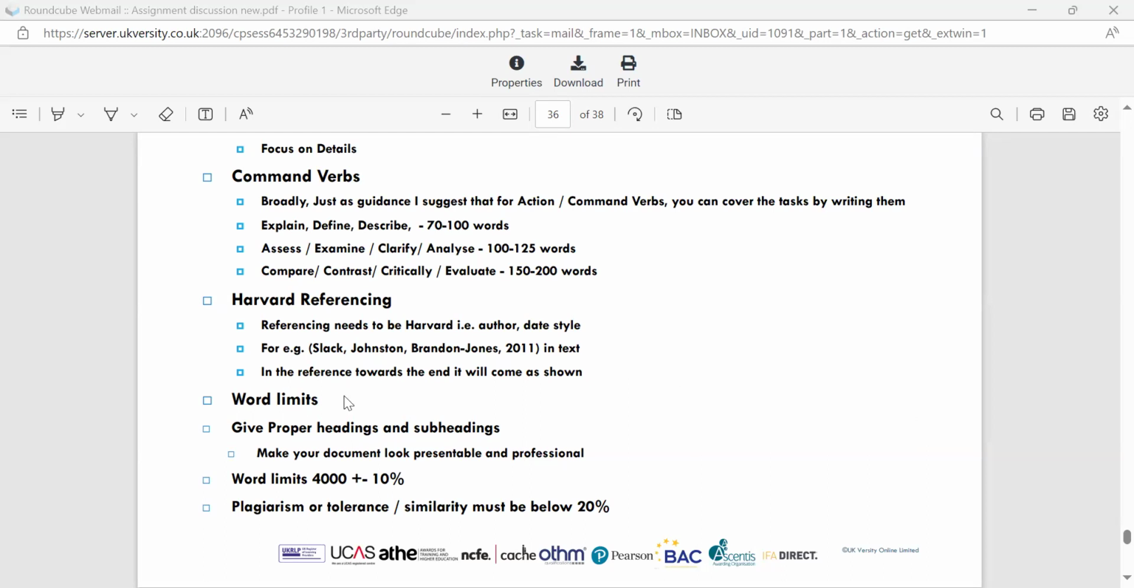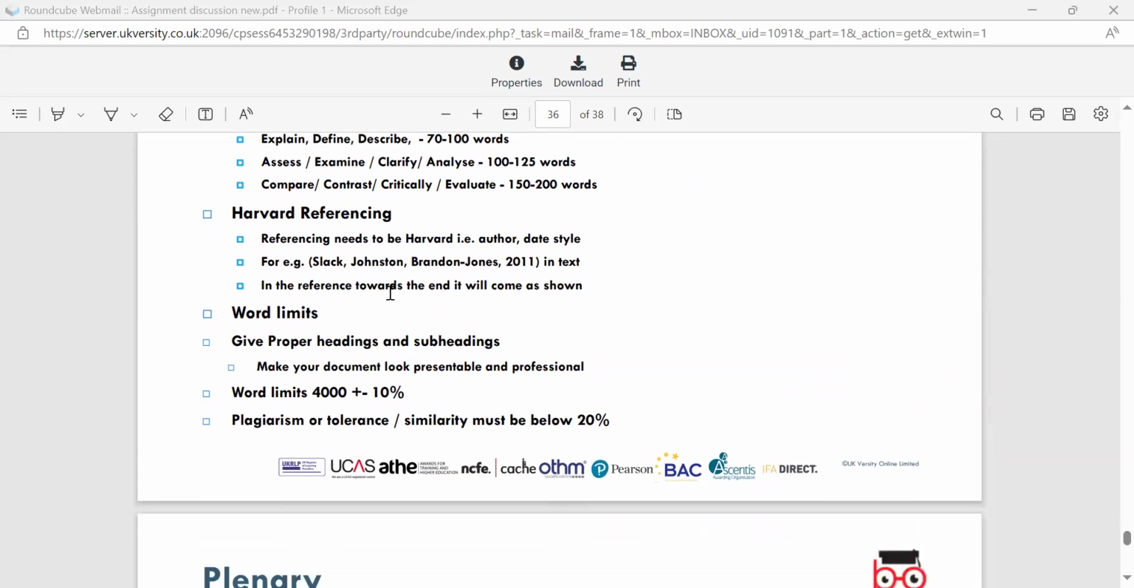So word limits, again, make sure you adhere to the word limits. Give proper headings and subheadings. Make the document look academically presentable and professional, okay? Word limit 4,000, 10% leeway.